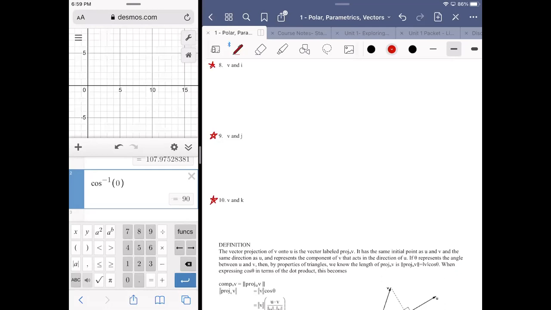It has the same initial point as u and v, the same direction as u, and represents the component of v that acts in the direction of u. If theta represents the angle between u and v, then by properties of triangles, we know that the magnitude of the projection of v upon u is equal to the magnitude of v times the cosine of theta, which I'll walk you through in a minute. When expressing cosine in terms of the dot product, this becomes something else, and there's more of a proof, but like I said, I'll take you through the origin story behind that.